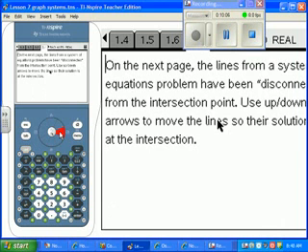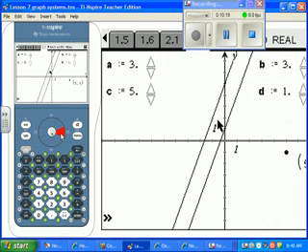Alright, so let's take a look at the next page. On the next page, the lines from a system of equations problem have been disconnected from the intersection point. Use up and down arrows to move the lines so their solution is at the intersection. Alright, so here we are. Over here is your point of intersection, 5, -1, okay? So what you're going to do is use these arrows up and down to try and move these lines so that their point of intersection is at 5, -1. So take a few minutes to play with that and see if you can get them to line up.